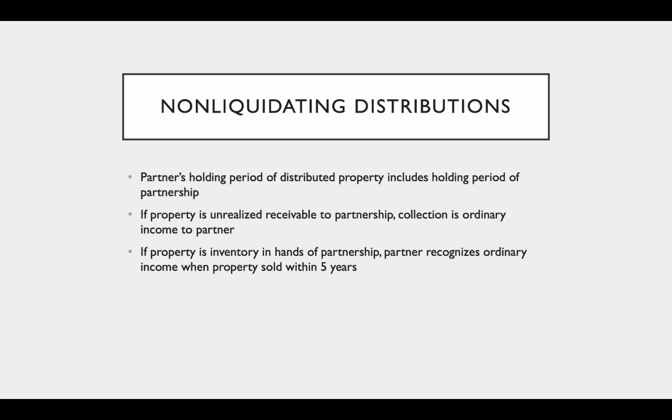Likewise, if property is inventory in the hands of the partnership, the partner would recognize ordinary income if the property is sold within 5 years. So ordinary income rather than capital gain.